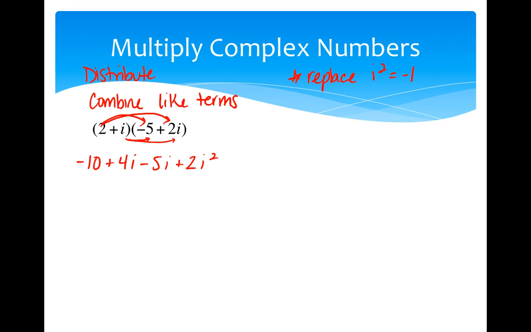So now I can combine my like terms. I've got a 4i and a -5i. So -10 minus 1i plus, I have to replace that i squared with -1. So plus 2 times -1. So this is -10 minus i minus 2. And now I have like terms that need to be combined again. I've got a -10 and a -2. That's a -12 minus i.